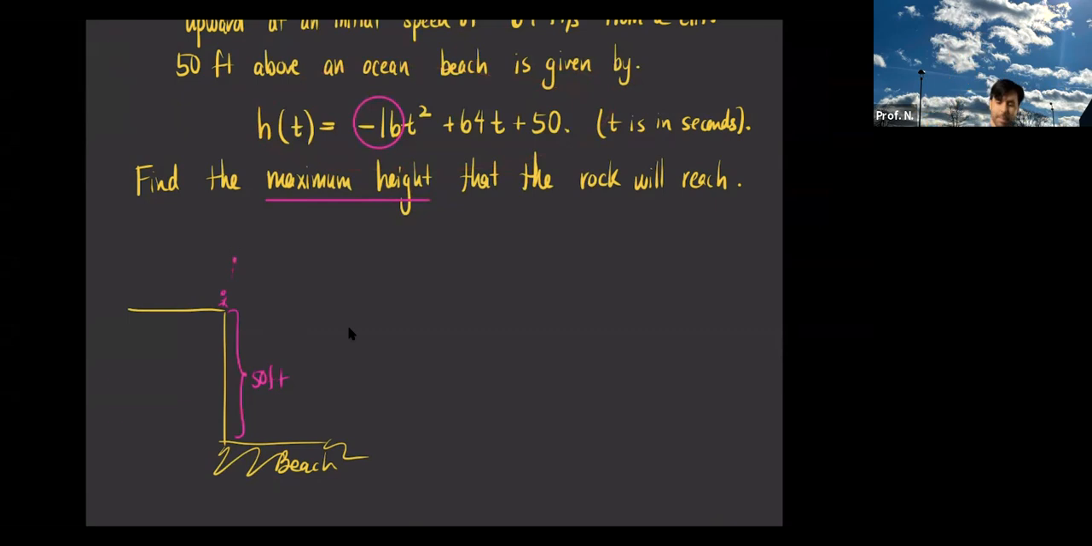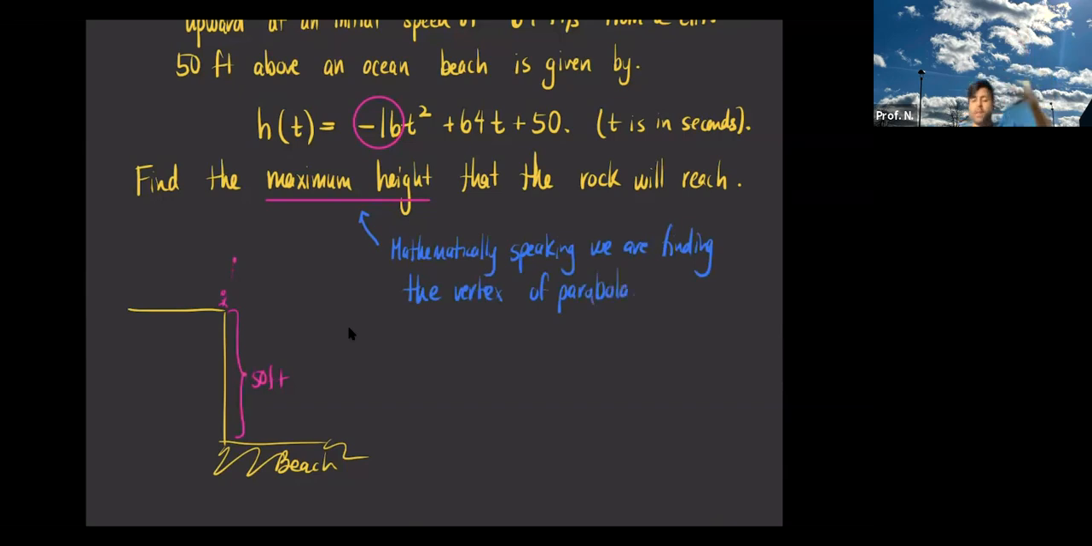So in actuality, the maximum height deals with what? When they say maximum height, mathematically speaking, what are we actually finding? We are finding the vertex of the parabola. That's what we're finding. The vertex of my parabola tells me the max.